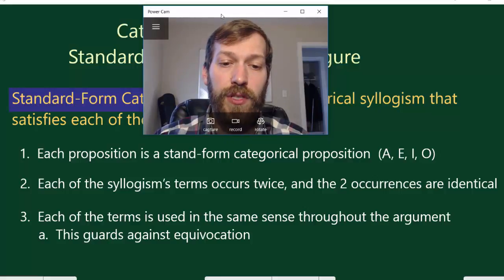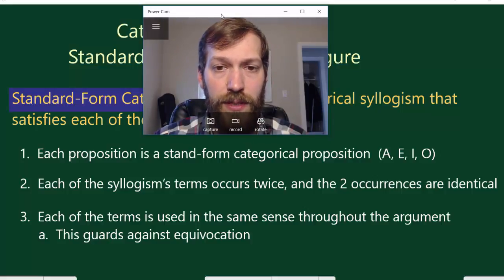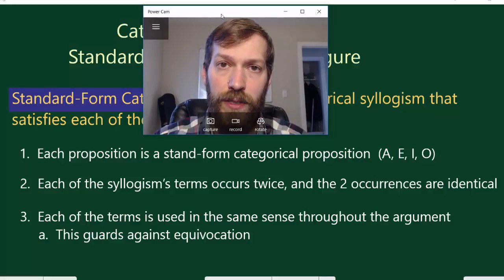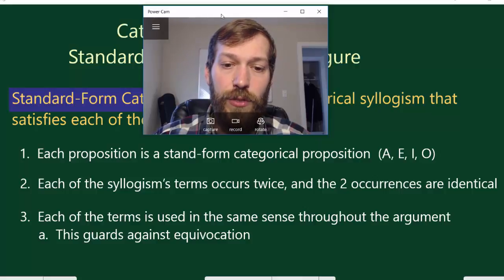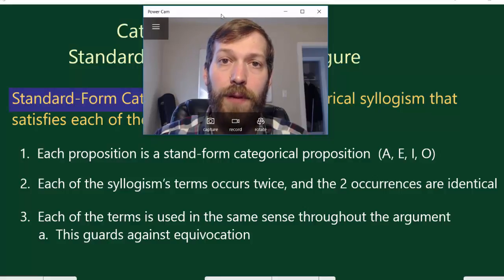2, each of the syllogism's terms occurs twice, and the 2 occurrences are identical. So we'll have 3 different terms in a categorical syllogism, and each of those 3 terms needs to occur twice. Each of the terms is used in the same sense throughout the argument. So basically, it's not in standard form if it equivocates.